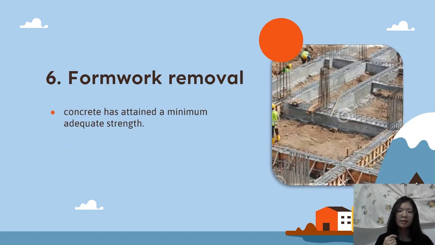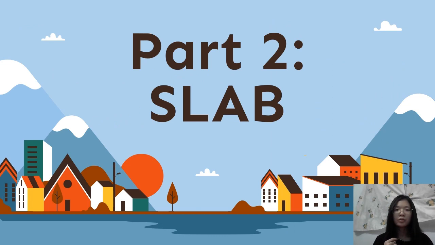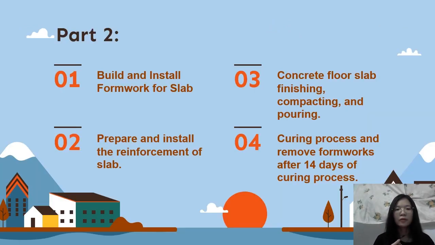After the curing process is done, which is when the concrete has attained a minimum adequate strength, the formwork system can be removed. And then we need to continue with part 2, which is the construction for the slab. The process of the construction for slab is similar to the beam. First, we need to set it up and then build and install the formwork system for the slab. Second, prepare and install the reinforcement of the floor slab. Third, we need to do the concreting of the floor slab: finishing, completion, and pouring the concrete. Lastly, the curing process, and remove the formwork after 14 days of the curing process.